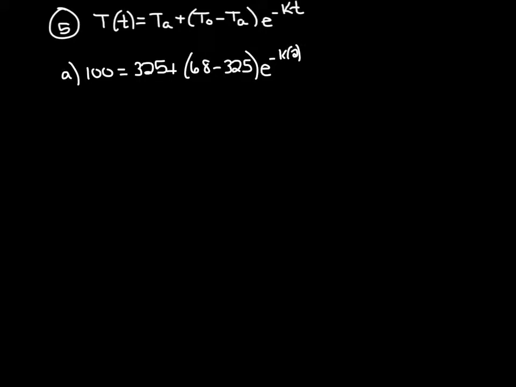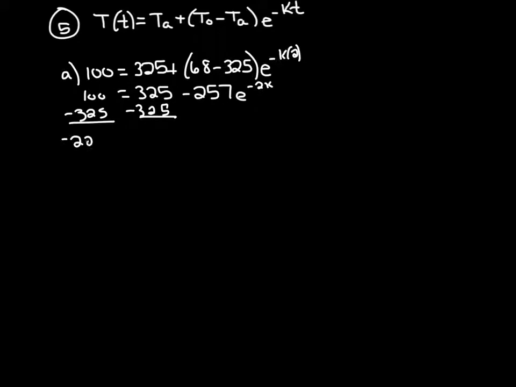Okay, so then when I solve this, I'm just going to do 100 equals 325. And then 68 minus 325 is negative 257. So I'm going to bring that down as well as the e to the negative 2k power. All right, so our goal right now is just to get this e to the power by itself. So we're going to first get rid of this 325. So we could subtract 325 from both sides of the equation, leaving us with negative 225 equals negative 257 e to the negative 2k power.